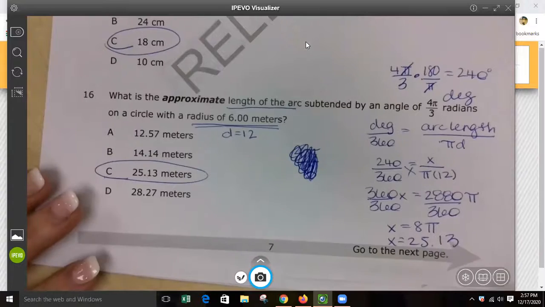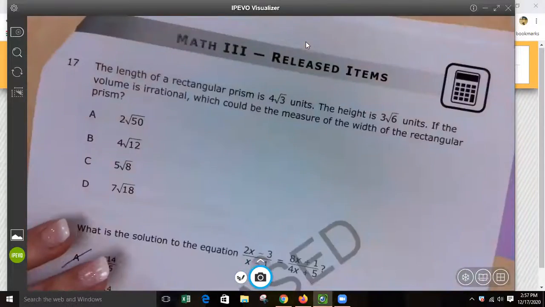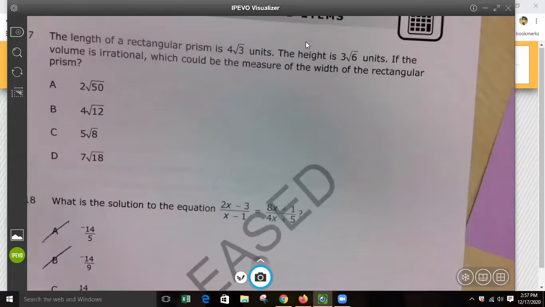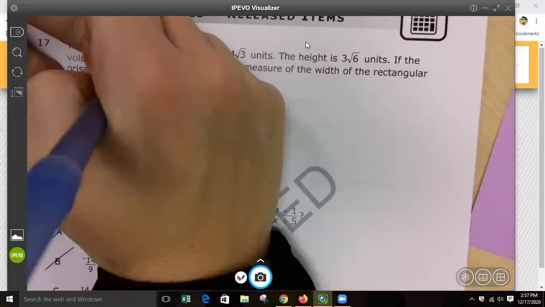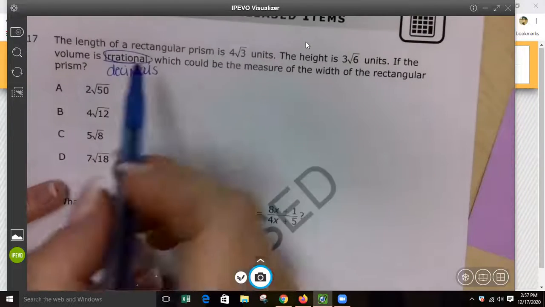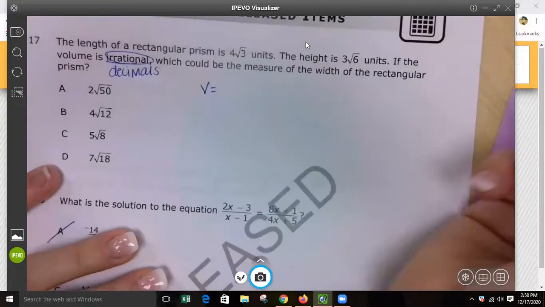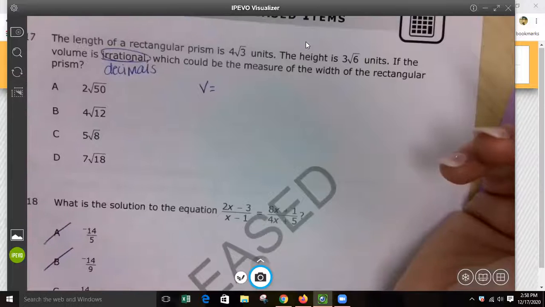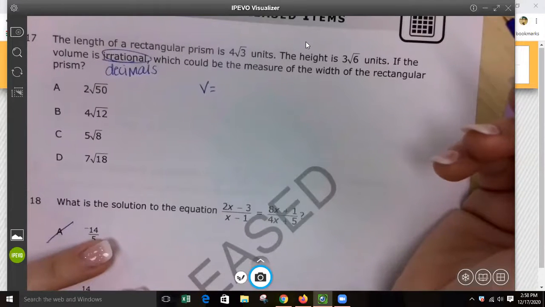Okay. We're going to flip it. The length of a rectangular prism is 4 square root 3 units. The height is 3 square root 6 units. If the volume is irrational, what did I tell you irrational meant? Decimals or fractions. Yep, decimals, ugly numbers. Which could be the measure of the width. So how do we find the volume of a rectangular prism? Volume is? Length times width times height.